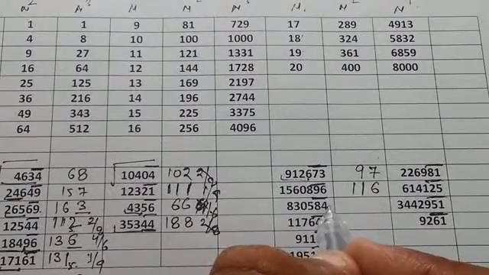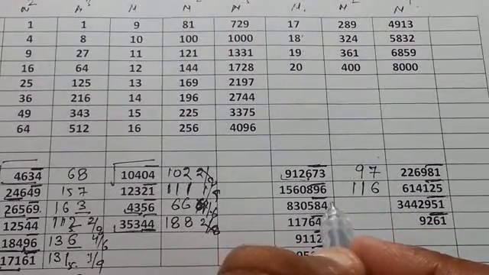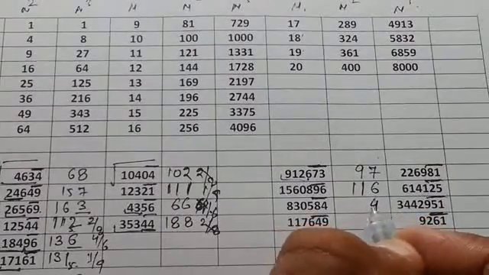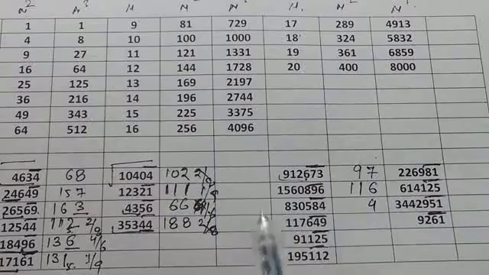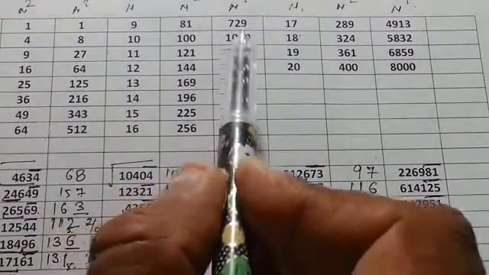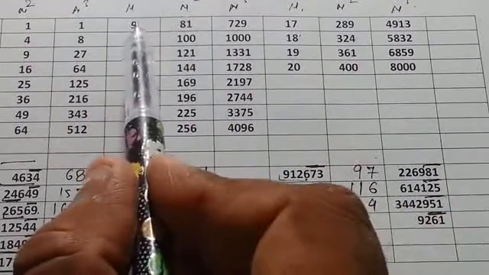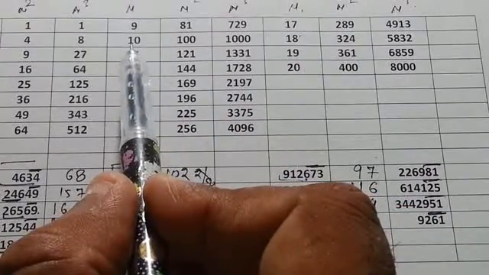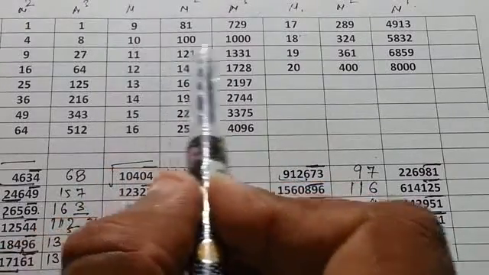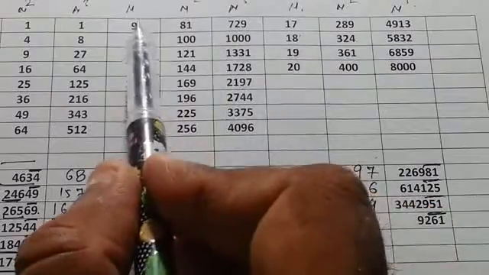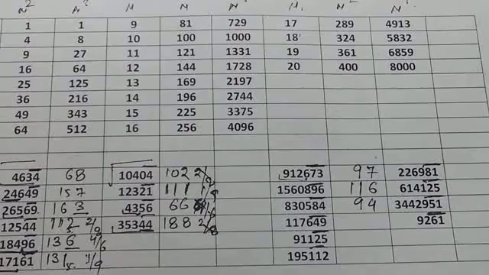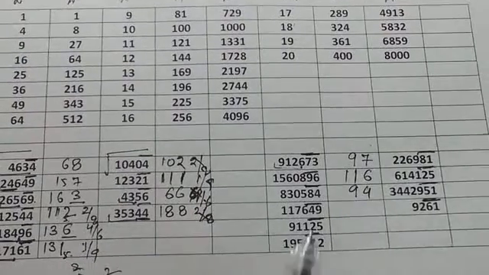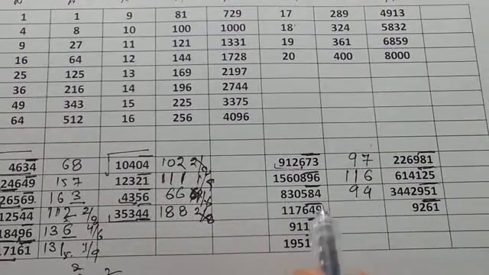So 584, the number ends in 4. Okay. So I am having a number 4 whose cube ends in 4. Now we are having 830. So 830 is the cube of a number that lies between 9 and 10, because the cube of 9 is 729, and the cube of 10 is 1000. So I can put 9 over here. This is the cube root. Correct. Now 117649.